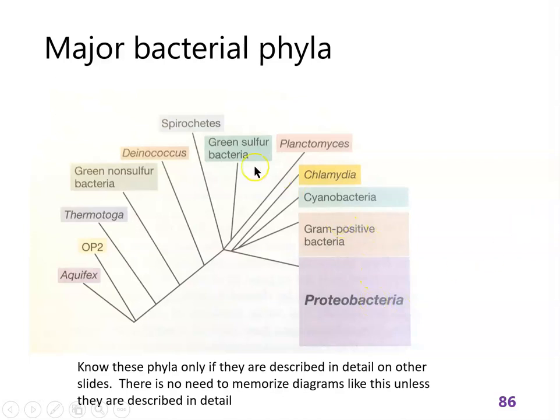And so these are bacterial phyla. And the size of these boxes is sort of how many different members we find within these phyla. The biggest group is the proteobacteria. Lots and lots of proteobacteria that we're going to see in this class. You don't have to memorize this diagram. You only have to know these if I go through them on a slide, and I will go through them, some of them.